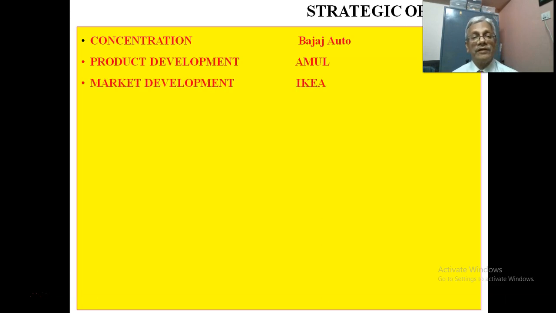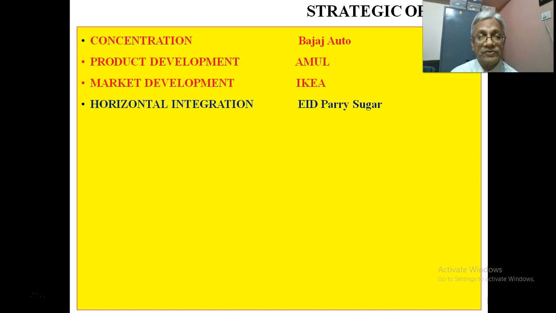Or it can be market development. IKEA is trying to develop different markets in India. They're planning to create about 10 IKEA stores or IKEA malls, and very recently they talked about opening an IKEA mall in New Delhi also. So IKEA is concentrating more on market development in India because the product offerings are reasonably standardized.